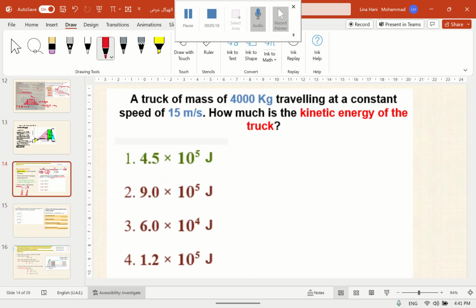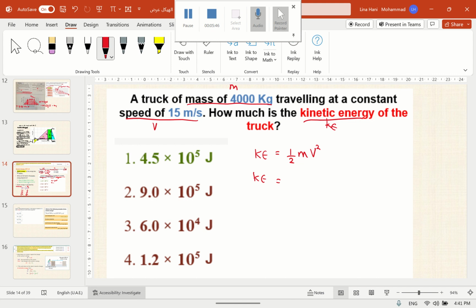A truck of mass 4,000 kilogram traveling at a constant speed of 15 meters per second. So given is the mass, given is the speed. What is the kinetic energy? He wants me to find KE. Very simple. No need to even rearrange. Half mass v squared. Kinetic energy is the unknown. So no need to rearrange. No need to shift solve.